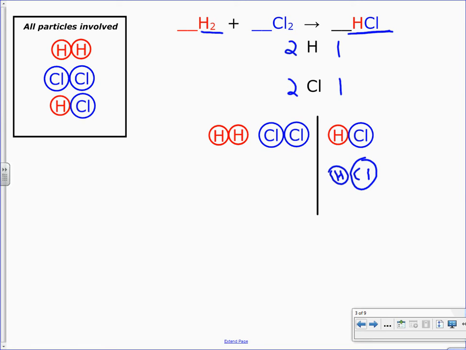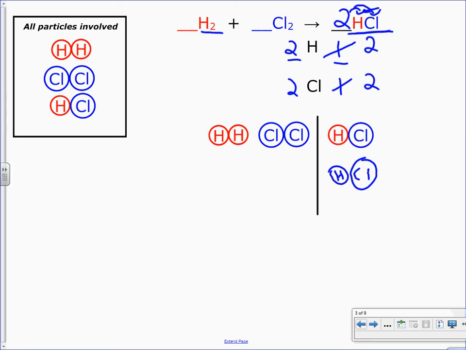So we have 1 hydrogen, and we want to make that a 2. In order to make a 1 a 2, you add in a coefficient up top. Anytime you update a number up top, this distributes into both elements there. So instead of having 1 H, we now have 2 H's, and instead of having 1 chlorine, we have 2 chlorines.